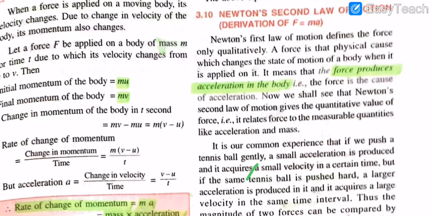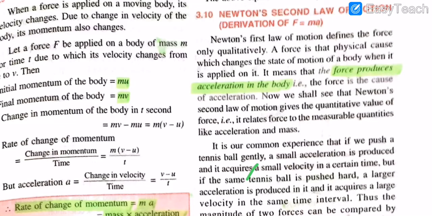It is our common experience that if we push a tennis ball gently, a small acceleration is produced, and it acquires a small velocity in a certain amount of time. But if the same tennis ball is pushed even harder than the last time, a larger acceleration is produced in it. What is acceleration basically? That is change in velocity by time, right? So if a body is moving with velocity, and it keeps going faster by, say, 1 kilometer per hour, we would say it has uniform acceleration.